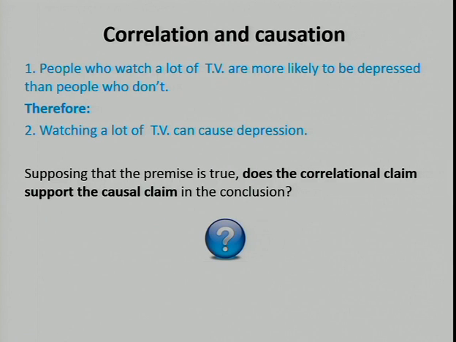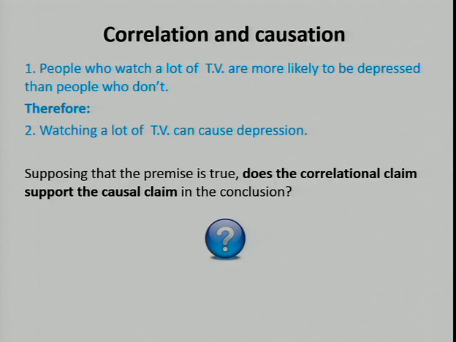So we have a causal claim. How do we get the correlation to actually support the causal claim? So watching TV is somehow associated with depression. So can we therefore say that watching a lot of TV causes depression? Is that claim supported? What do you think?